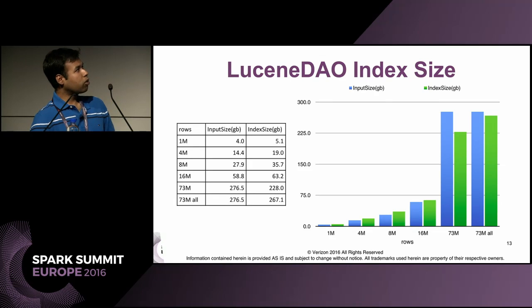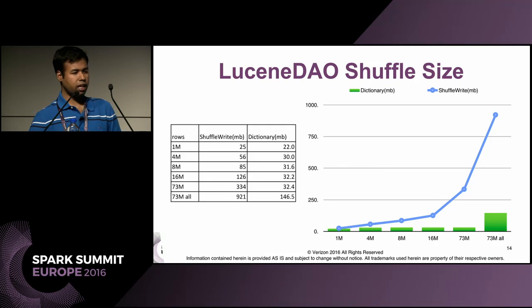Now, in this slide, I'm trying to show you the LuceneDAO, what the indexing index size looks like, right? In this case, basically, we are scanning through 1M to 73M rows, and this is the input size on the disk that is shown here, and this is the index size. So you can see that we are making an index of the size of 267 GB, and data and index size is at par. That is one more key thing, that you don't want your index to grow. So your data model should be smart so that your index size stays in control with the data that you have.